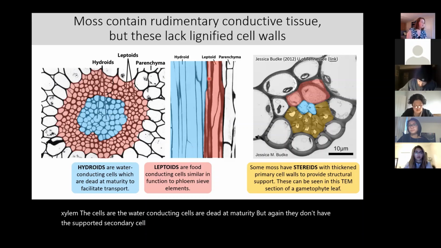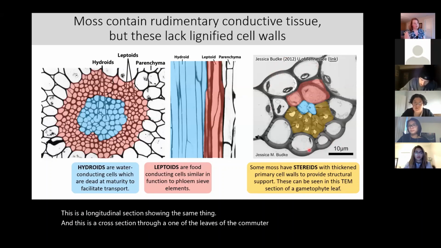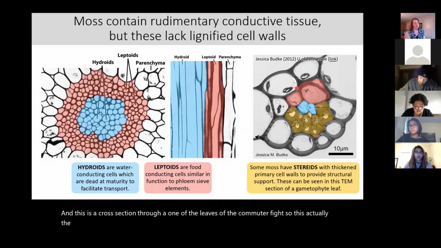This is a longitudinal section showing the same thing. And this is a cross section through one of the leaves of the gametophyte. So this is actually the midrib part. On either side, that would be a single cell layer thick, and here's multiple cell layers. And then in the center, you have the hydroids here.